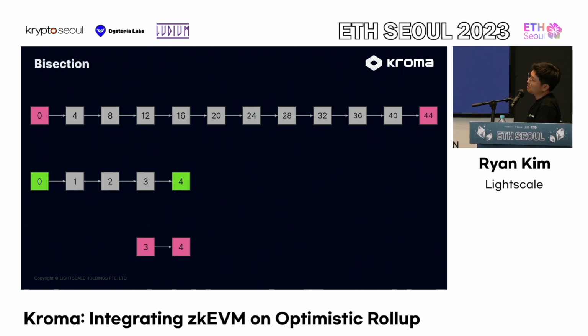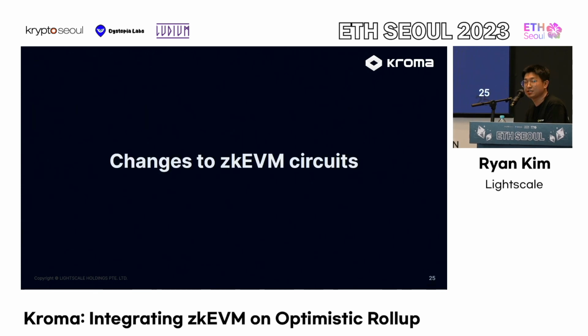Similarly, the challenger needs to find the first mismatched interval and submit the rest of the state commitment to the network. In this way, both of them can agree on one step of a single state transition, and now it's ready to run the proof function. This is how the challenge goes on in Kroma. Now let's switch to the perspective of zkEVM.